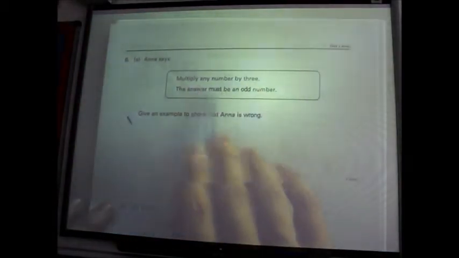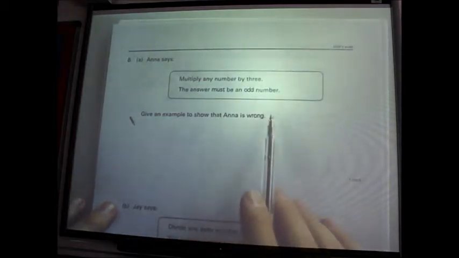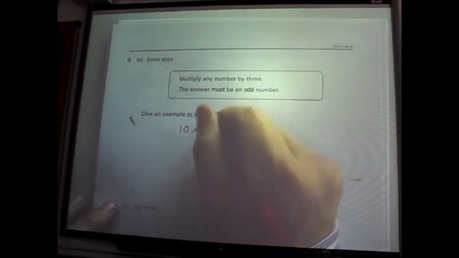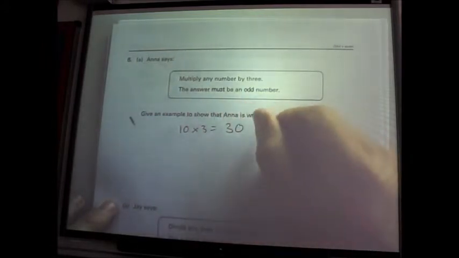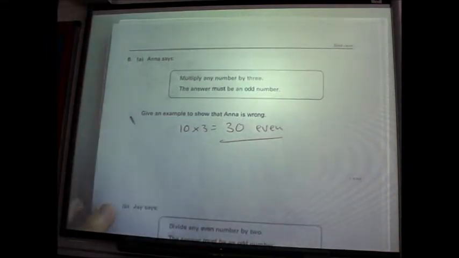Right, question number 6. Anna says, multiply any number by 3. The answer is always odd. Give an example to show she's wrong. So any number by 3. Why don't we do 10 times 3, which is 30. 30 is an even number. So there's an example to show that she is wrong.